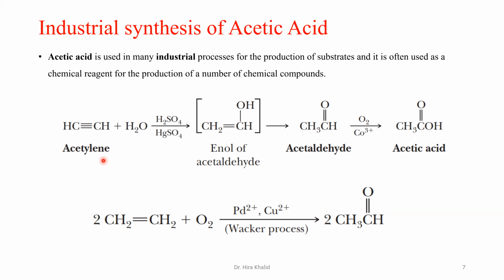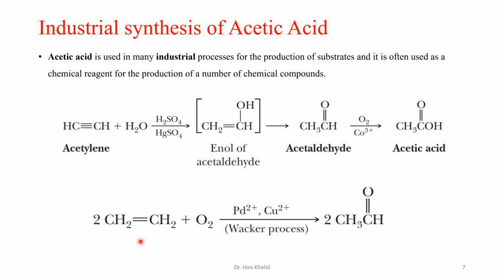So the first method is the acetylene hydrolysis in the acidic medium, and there's mercuric sulfate which we are using. So the acetylene can be converted into acetaldehyde, which on further oxidation with cobalt is converted into the acetic acid. So that was the first synthetic method for the preparation of acetic acid by using acetylene.